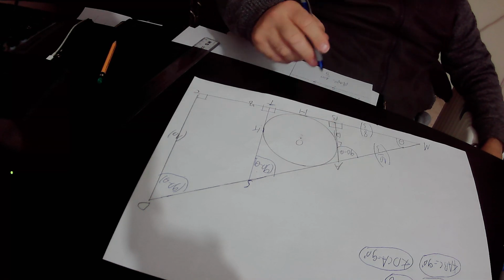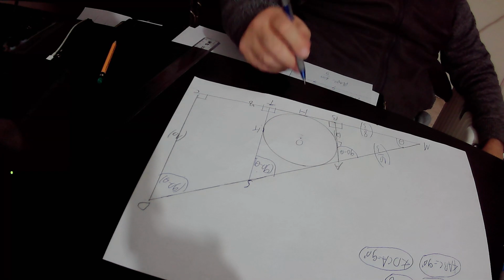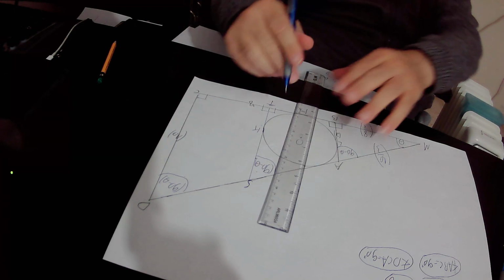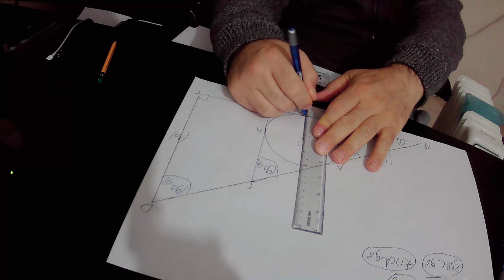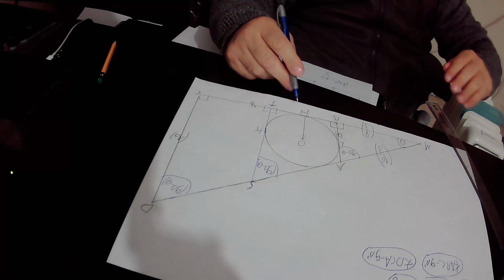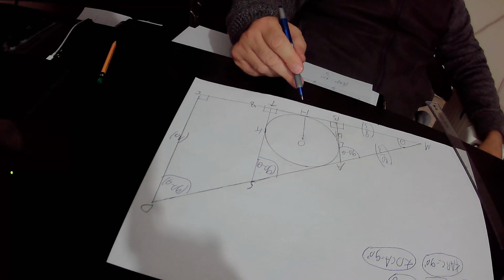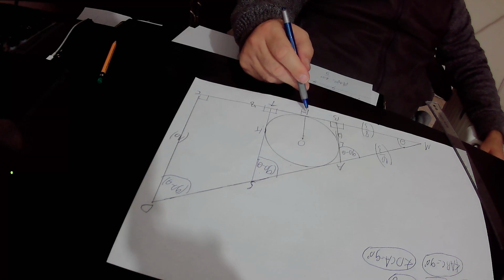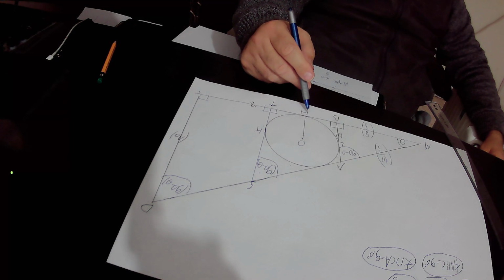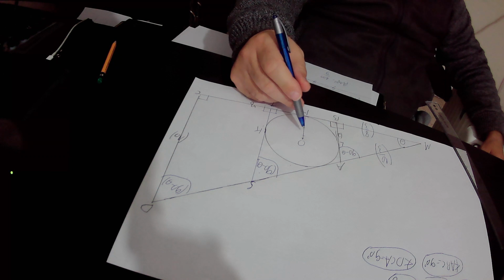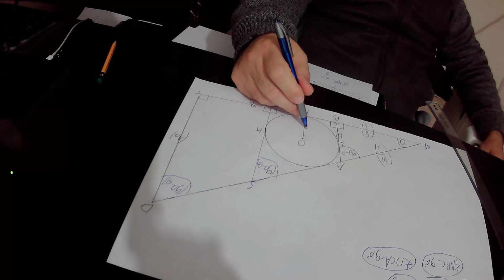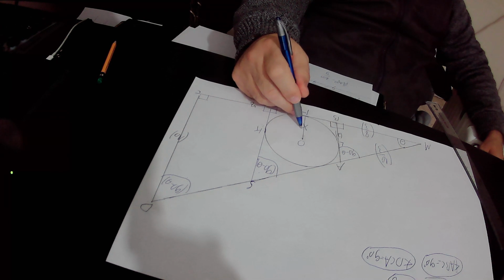We join points O and H together by a straight line. Point O is the center of the circle, point H is a point on the circle itself, therefore OH is the radius of this circle. We define the radius of this circle as x, so OH is equal to x according to our definition.